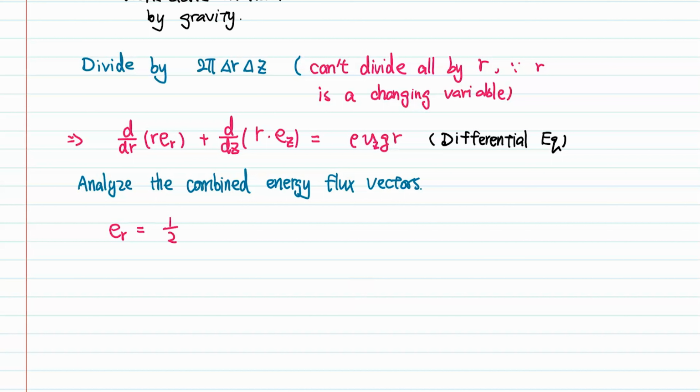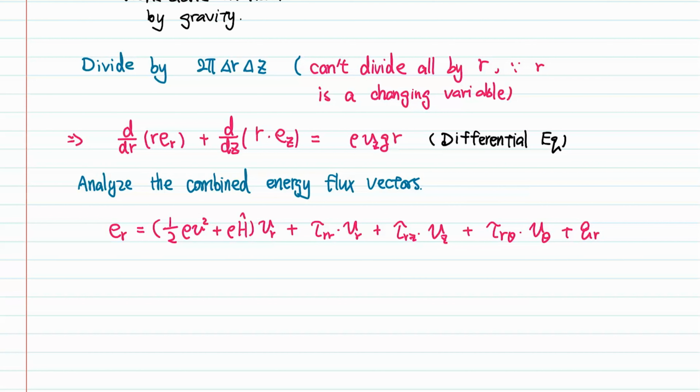So first is the convective part: 1 half rho v square plus rho u bar, or we'll just use h, the more convenient term, times vr, plus the shear stress in the r direction, plus the shear stress in the z direction, plus the shear stress in the theta direction, plus heat transfer or heat conduction in the r direction. If you look at the terms here, there is no r component velocity, so we'll take that as zero. And there is also no theta component velocity. We'll also take that as zero.